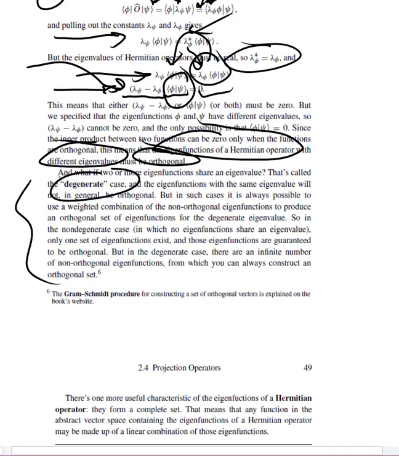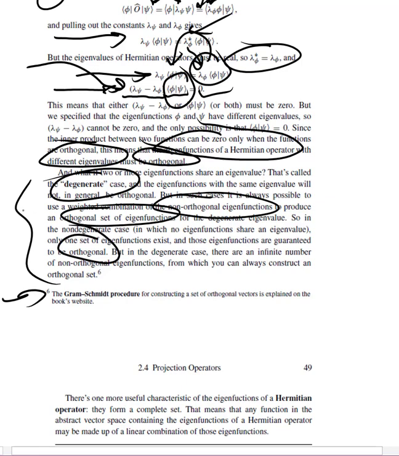Sure, that's what we call the degenerate case. And in general, those eigenfunctions with the same eigenvalue will not be orthogonal. But you can always find from a set of non-orthogonal eigenfunctions an orthogonal set. One way to do that is the Gram-Schmidt procedure, which you can read about on the book's website. And once you've got non-degenerate eigenfunctions, you know that they must be orthogonal.